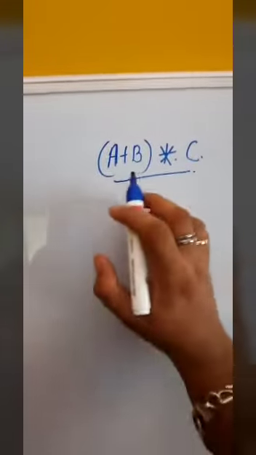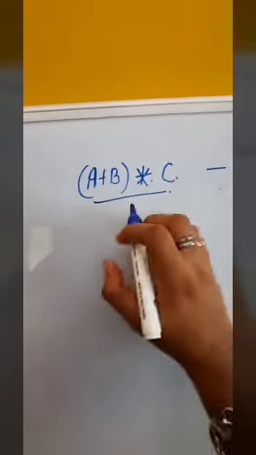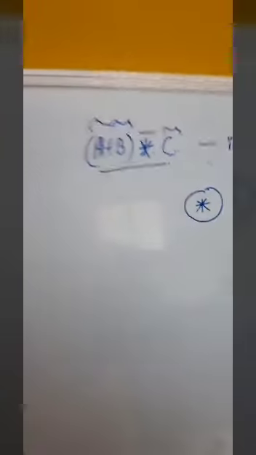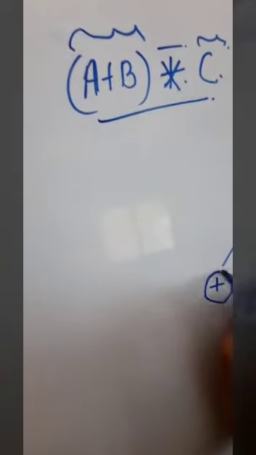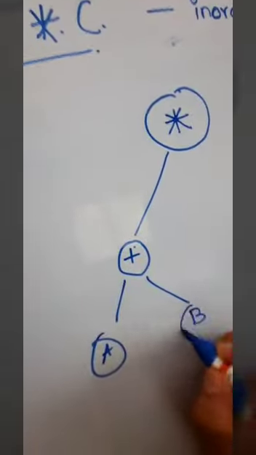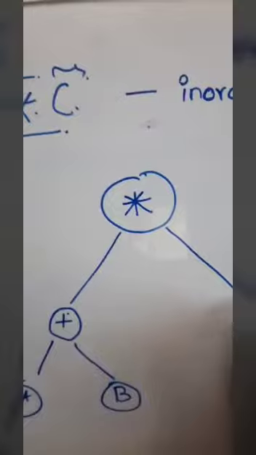How are we going to design the tree? You can see over here A plus B is in brackets. So this becomes a separate expression, and C becomes a separate expression, and star becomes the root node. So we'll start off with star as the root node. Then on the left side we'll take the left expression, A plus B, where you choose the operator first, then A, and then B. Like that, we have another expression C, which will come on the right side.